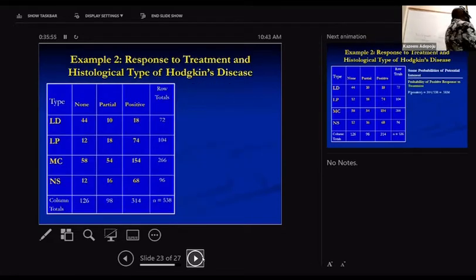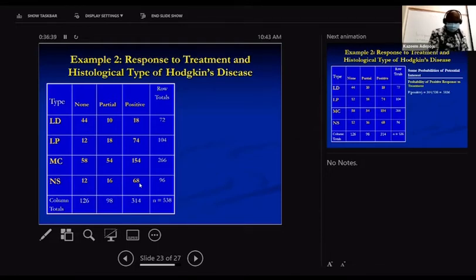Take a look at this table now. These are categorical variables. In this situation, the type of disease has 4 levels. Look at that, 4 levels. Then the response to treatment has 3 levels. So now we've got 4 by 3. The one we did the other time was 2 by 2, 2 levels, right? But right now we've got 4 levels against 3 levels. Now, if you take a look at what I have, 44, 10, 18, 12, 18, 74, 58, 54, 154, 12, 16, 68, they are observed values.